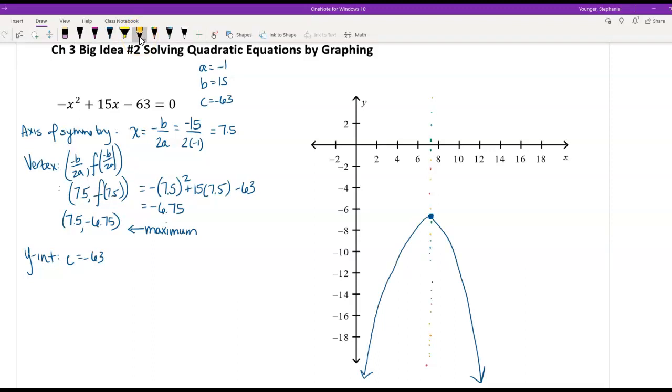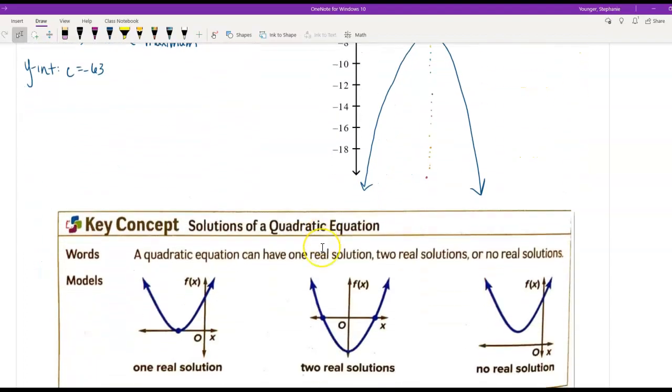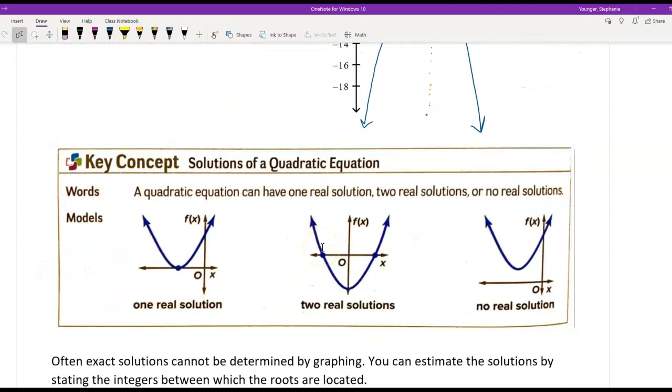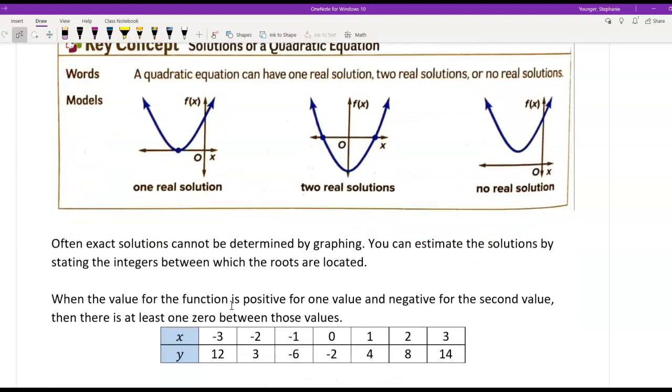All right, so I now have graphed that smooth curve. Let's see where it crosses our x-axis. Well, here's our x-axis. Does our parabola cross it or does it touch it? Well, if you said neither, you would be correct. There are no real zeros because it does not cross that x-axis, which means there's no real solutions. So keep that in mind. Here is a little graphic to help you remember one real solution, two real solutions, and no real solutions.